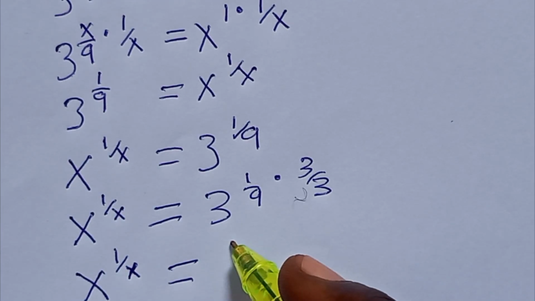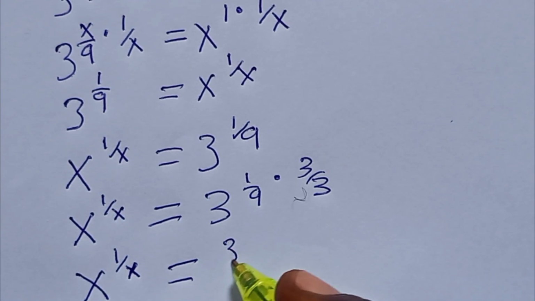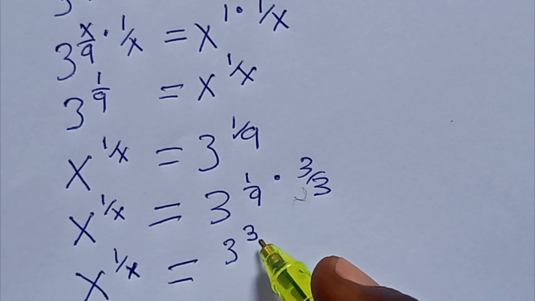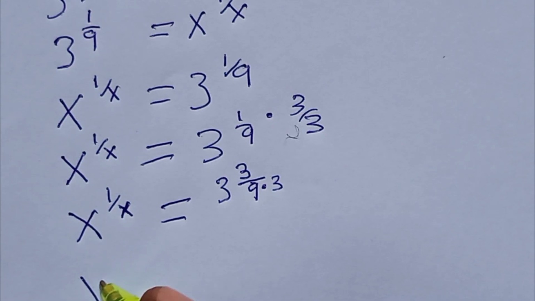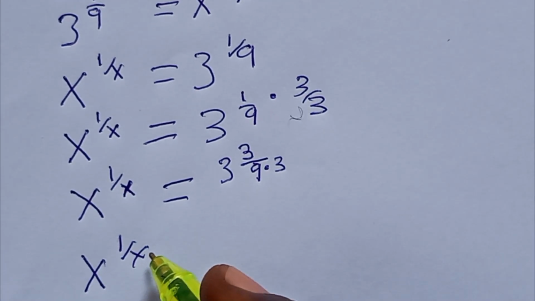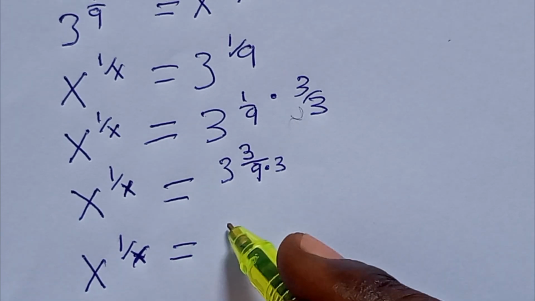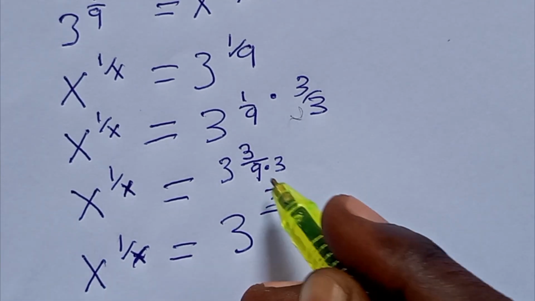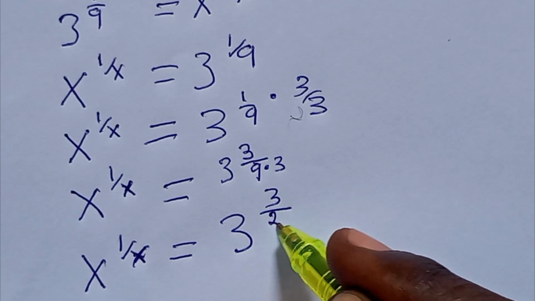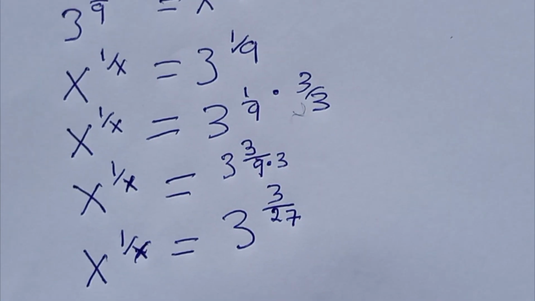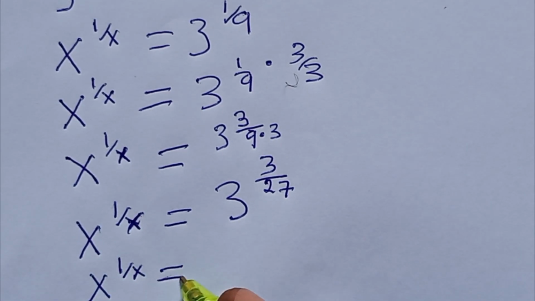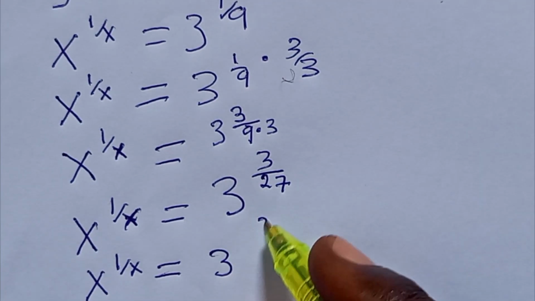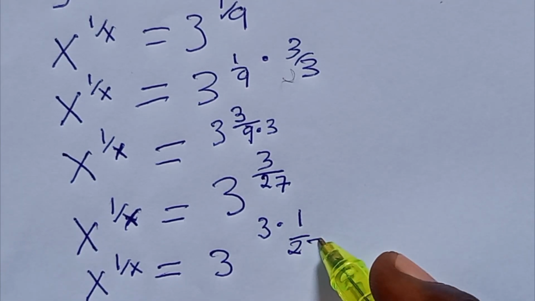So now x to the power 1 over x is going to be equal to 3 to the power of 3 all divided by 9 times 3. So this is the same thing as writing it this way. So x to the power 1 over x is equal to 3 to the power of 3 over, this is 9 times 3, which is 27. So if we multiply 9 times 3 it gives us 27. Now writing this as x to the power 1 over x is equal to, this is the same thing as writing 3 times 1 over 27.